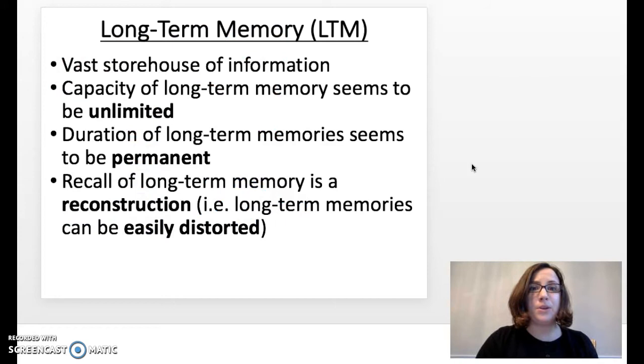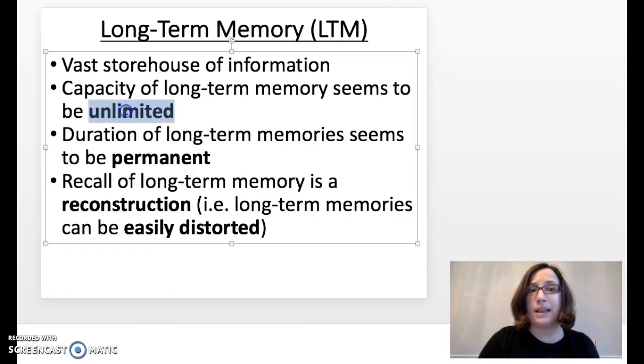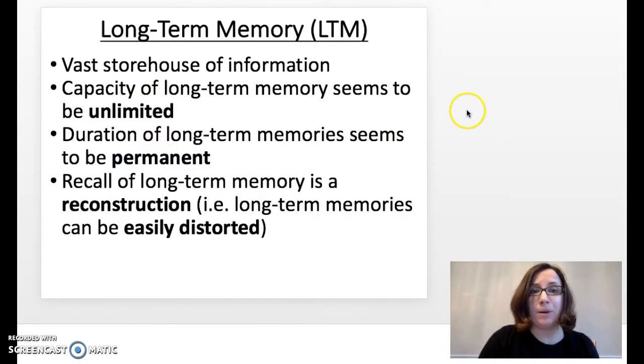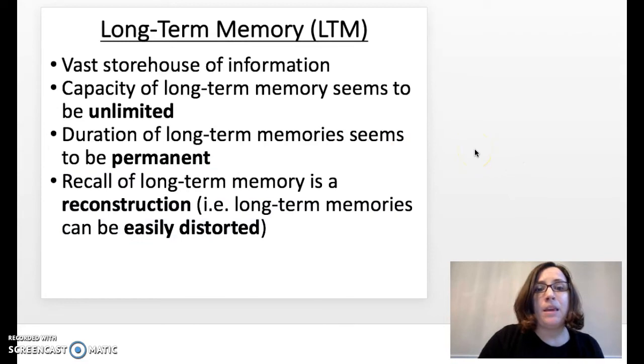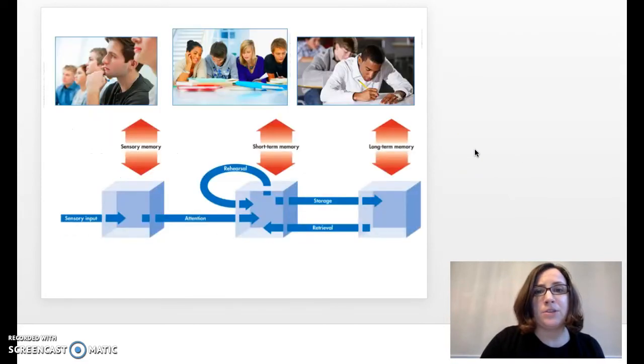All right, so our long-term memories are very fascinating. We think for the most part that they're unlimited, and that many of the long-term memories we have are permanent. But keep in mind that when we remember something from our long-term memory, it's a reconstruction, right? So we have to kind of piece it back together. And we talked about some of the factors that can impact our memory, which we'll talk about again in just a moment.